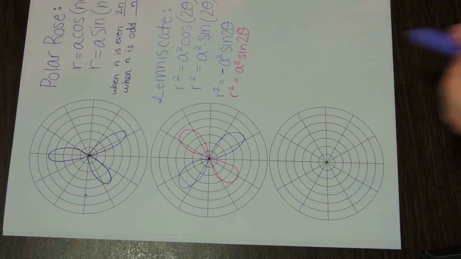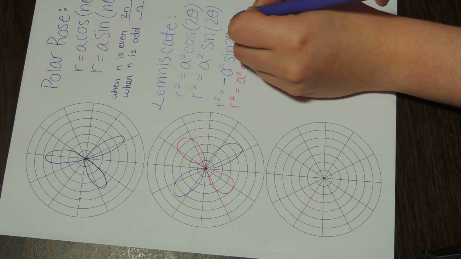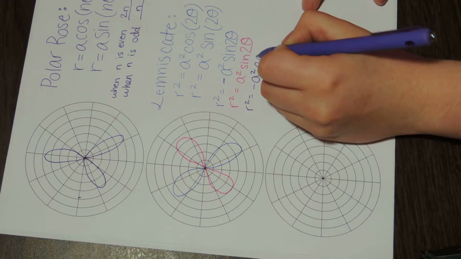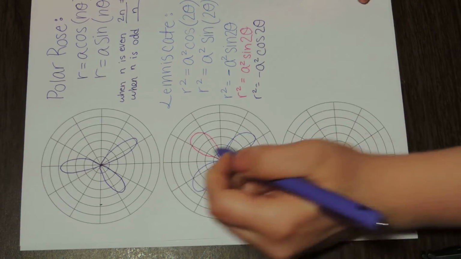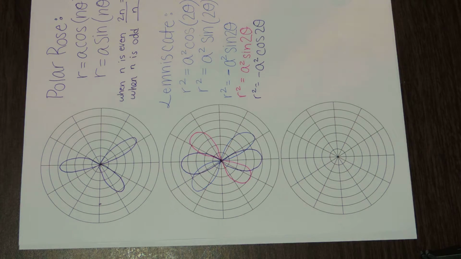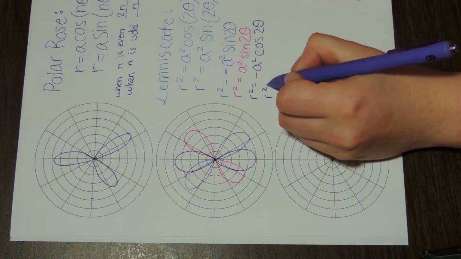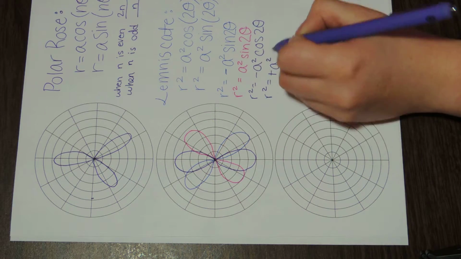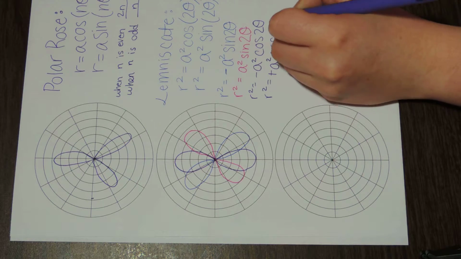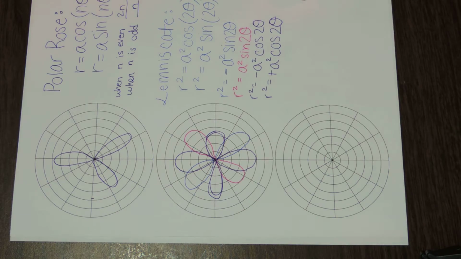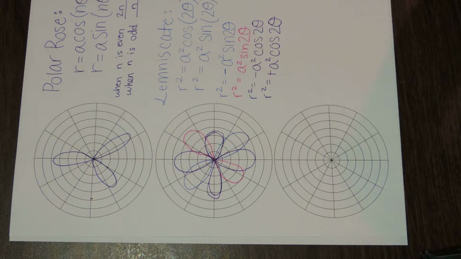Now cosine, if it was negative, if we had r squared equals negative a squared cosine 2 theta, then it's going to look something like this. It's going to be a vertical infinity sign. And then finally, if we had a positive coefficient, that's positive cosine 2 theta, it would be a horizontal infinity sign. Great.